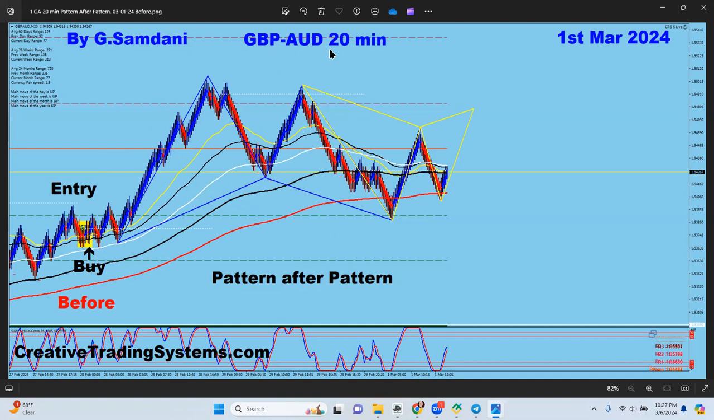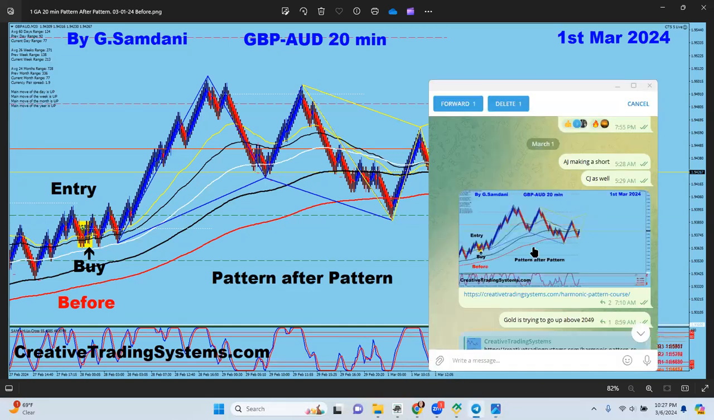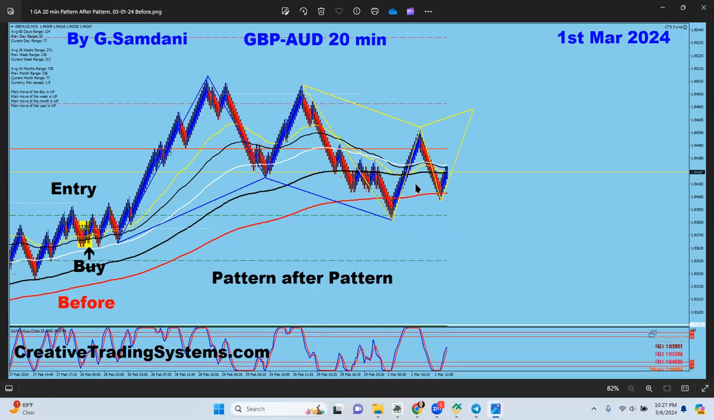So this is a Pound Aussie 20-minute chart. This is my entry chart, not the setup chart, but I was showing this setup just to teach my group, and I posted this chart on the Telegram as well. You can see it right there. The idea was that if we can find a long setup, pattern after pattern, there's a calculation for a Gartley pattern. So I said the yellow one might be going up there for a Gartley pattern. If we find the 7-minute entry, we will take it there, or maybe we'll go up even more.